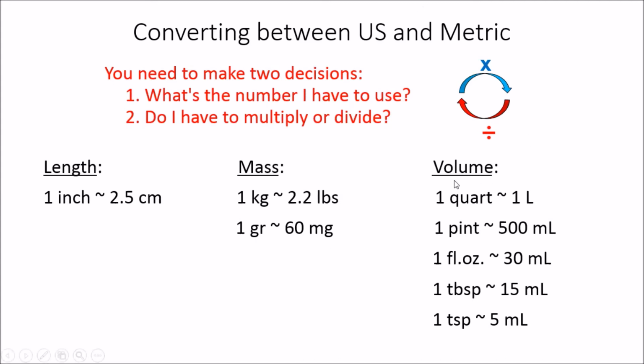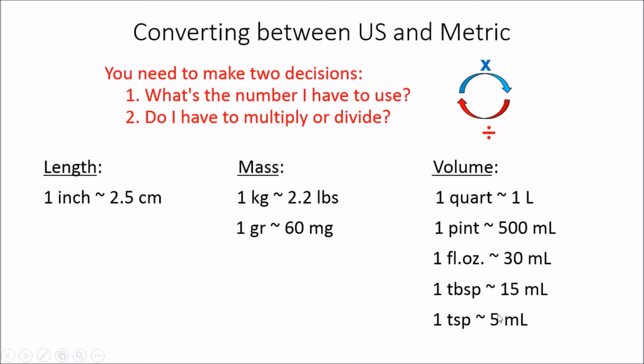And then for volume, there's a few to know. 1 quart is roughly the same as a liter. 1 pint is roughly 500 milliliters. 1 fluid ounce is roughly 30 milliliters. 1 tablespoon is roughly 15 milliliters. And 1 teaspoon is roughly 5 milliliters.